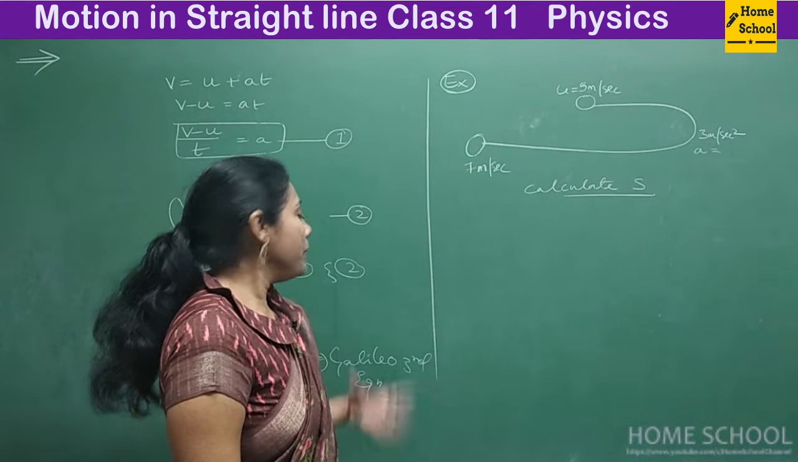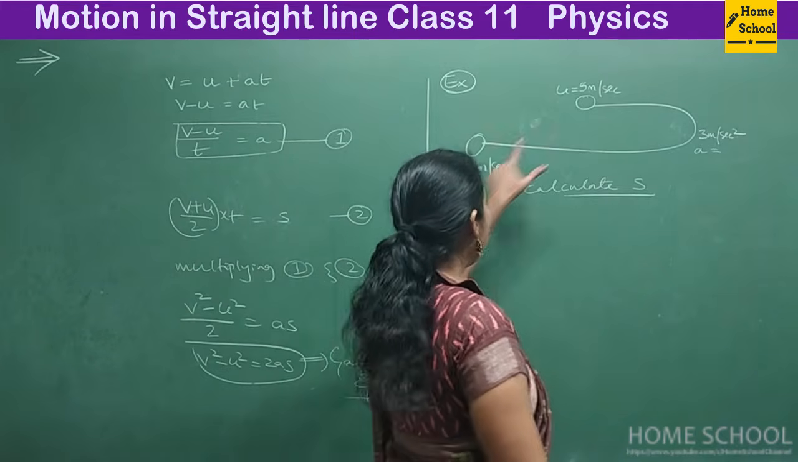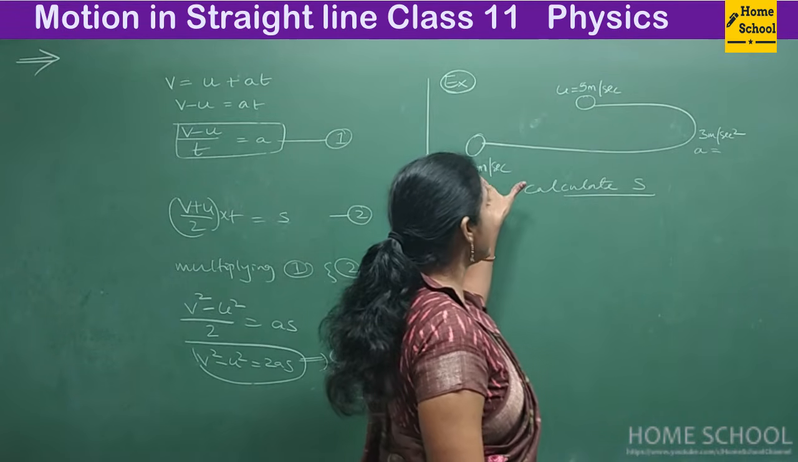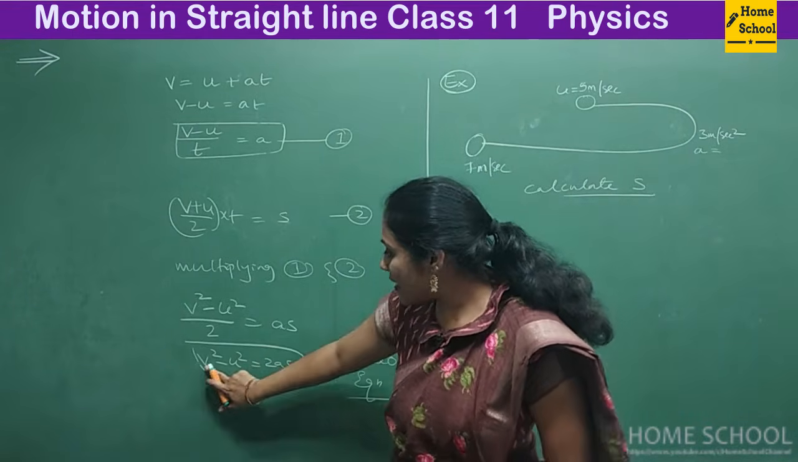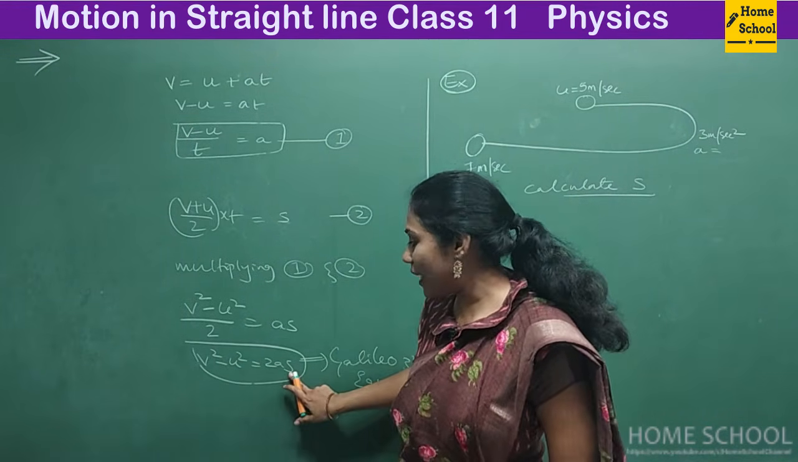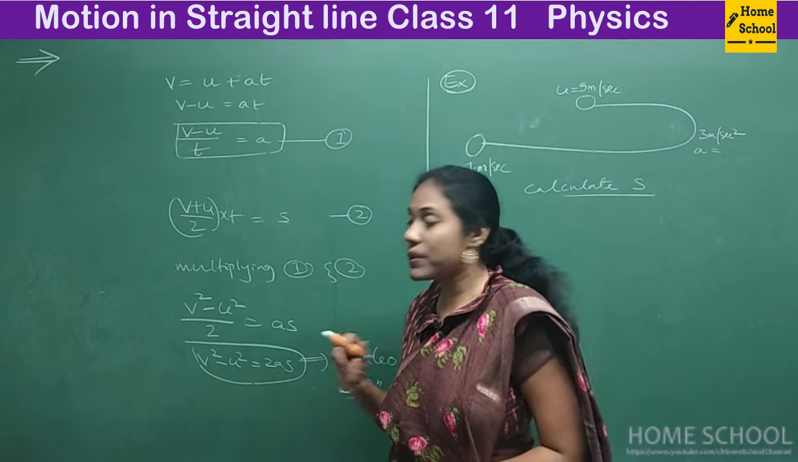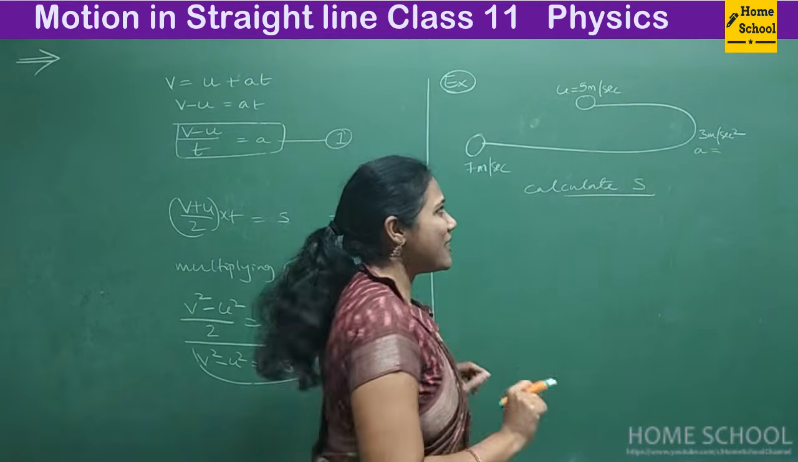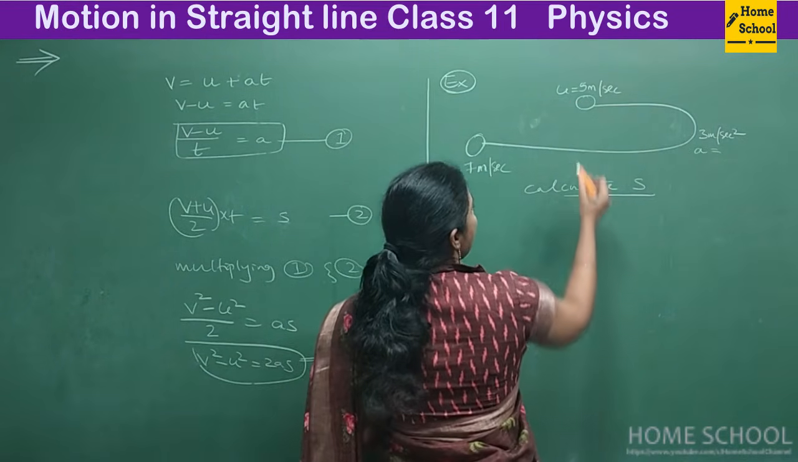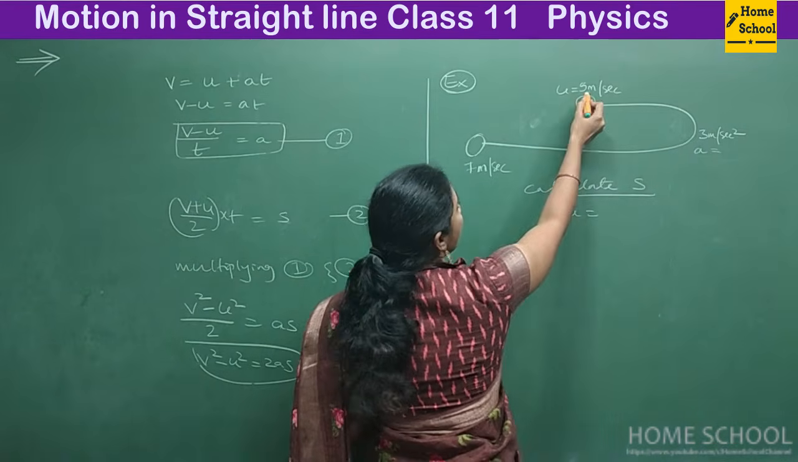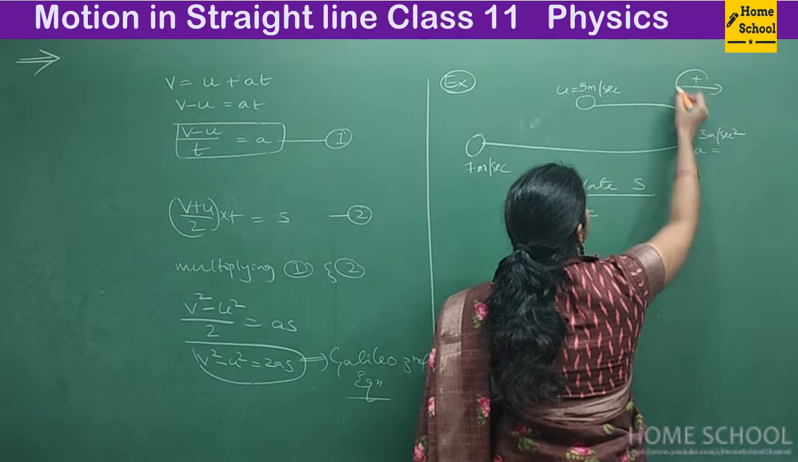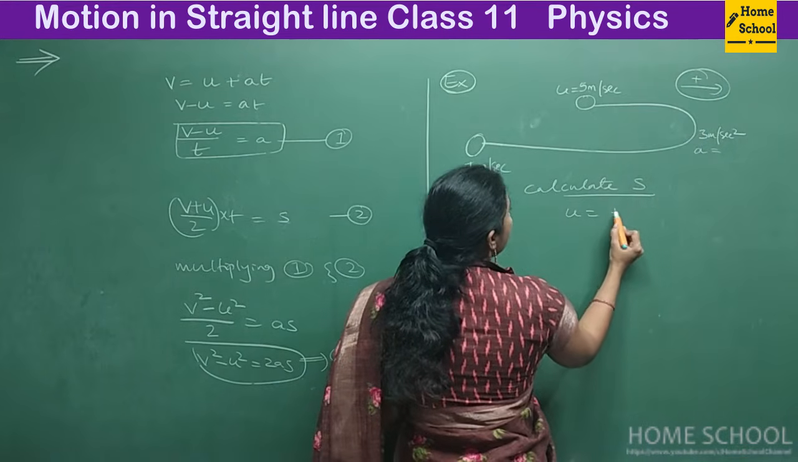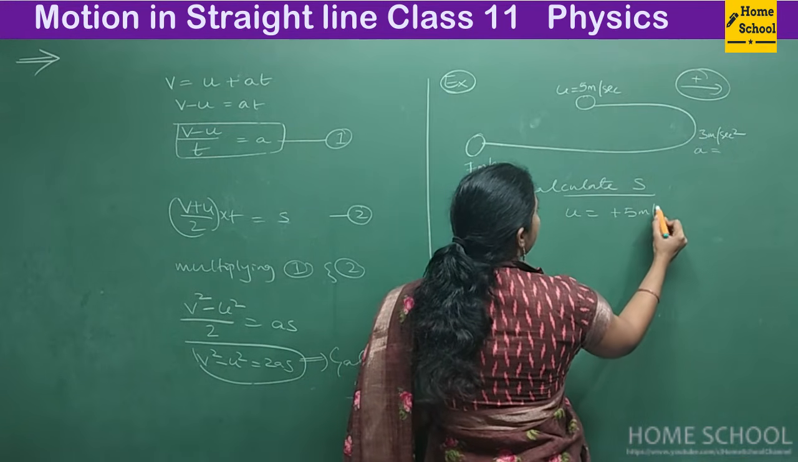This formula you can always use. u is there, v is there, a is there. What else do you want? Can't you calculate displacement? Yes, you can use this formula. But observe the signs. What sign will you take for u? The object initially is moving in this direction. This direction is always considered positive, right? So u is equal to plus 5 meter per second.